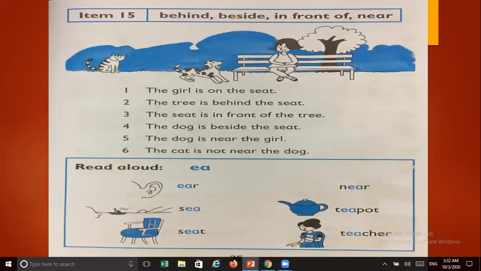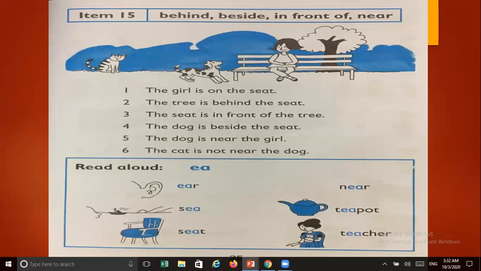The next word is teacher. First T-E-A-T, just like teapot. Then ch. C-H. Give the sound of ch, just like chair, C-H-A-I-R, chair. T-E-A-T, chair. C-H-E-R, teacher.